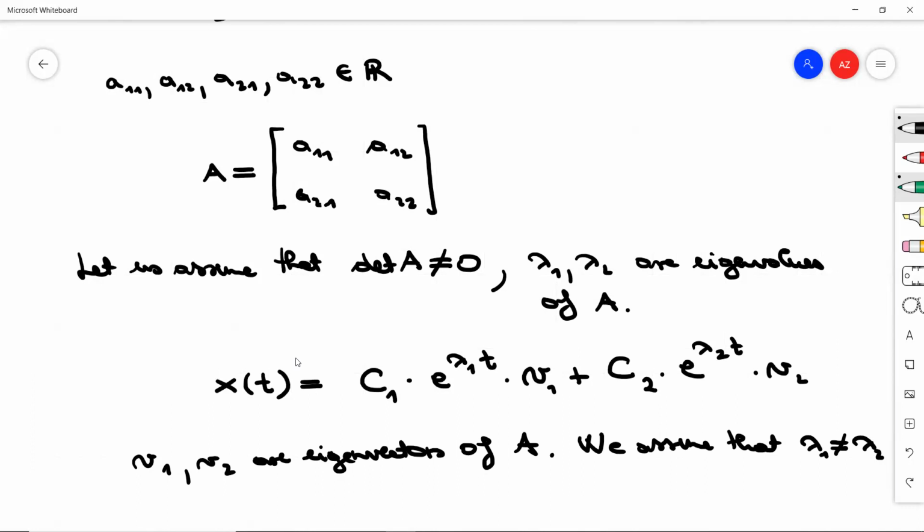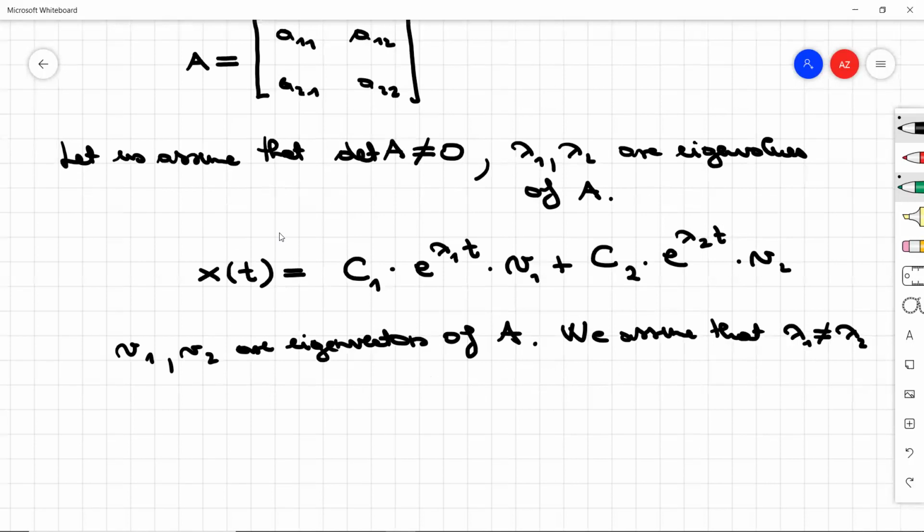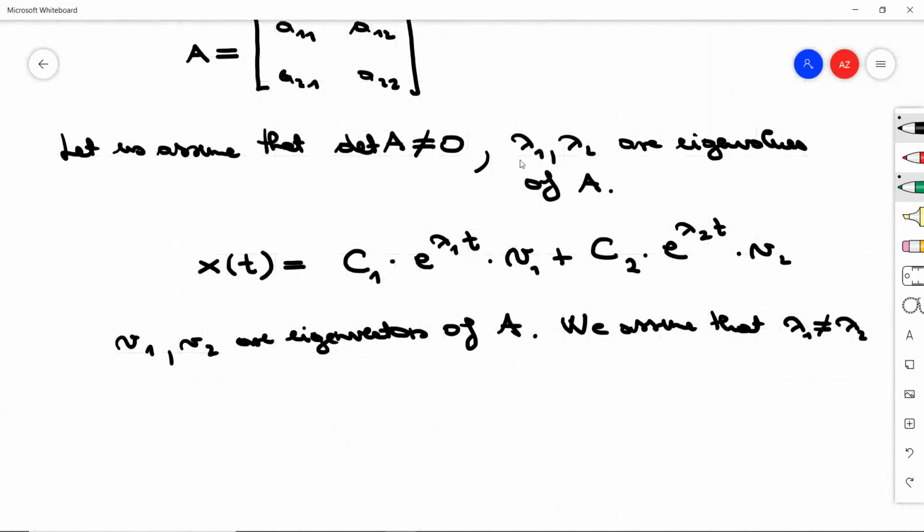And now we have a few cases depending on the eigenvalues lambda 1 and lambda 2. So case 1 is that both are real. So lambda 1 and lambda 2 are both real. We know that if they are not real, then they are complex conjugate. We will deal with this case later on. So we start with the case where both are real.